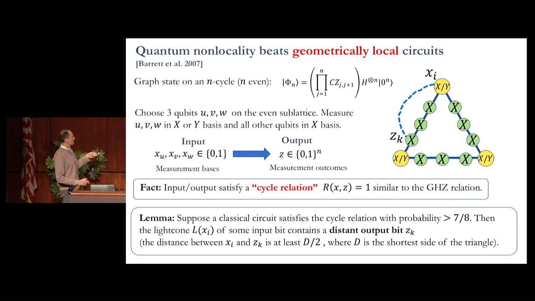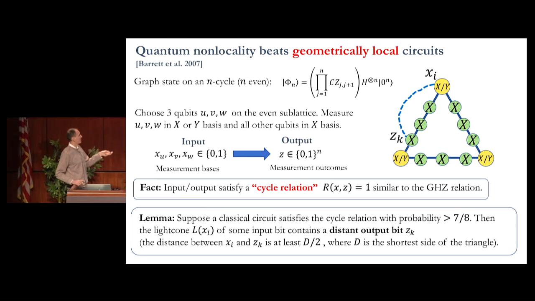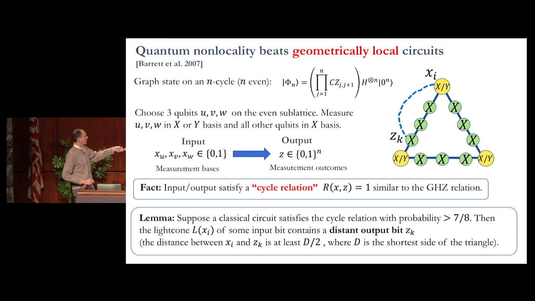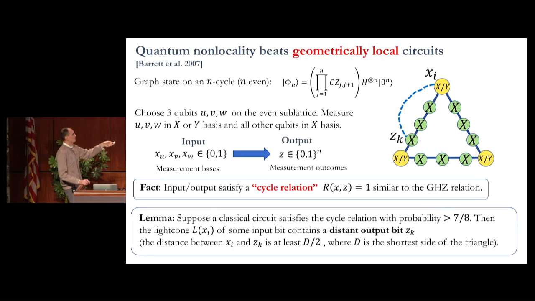So what we can show is the following result. Suppose we have a classical circuit that satisfies this cycle relation with high probability. Then we can find some input variable xi such that its light cone contains a distant output variable. Say xi could define the measurement basis for this qubit, then its light cone would contain some remote output variable.